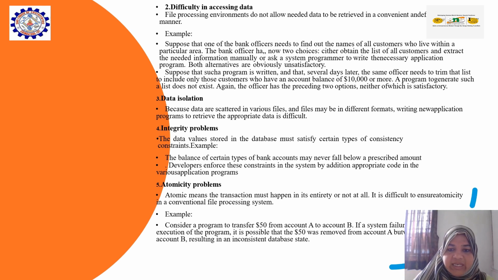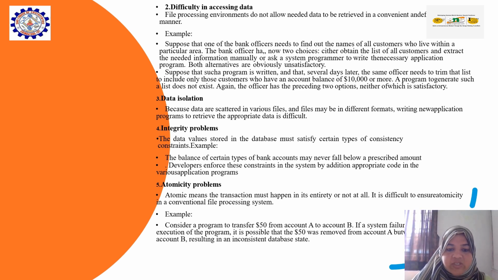Next is difficulty in accessing the data. File processing environments do not allow needed data to be retrieved in a convenient and efficient manner. Suppose one of the bank officers needs to find the names of all the customers within a particular area. The bank officer has two choices: either obtain the list of all customers and extract the needed information manually, or ask the system programmer to write the necessary application program.